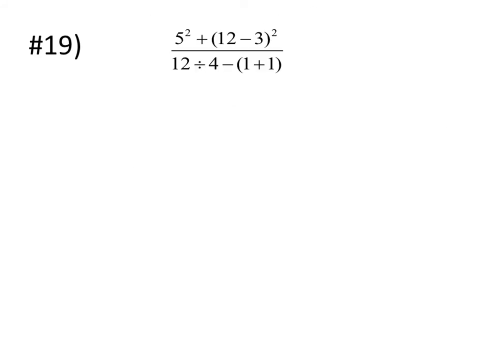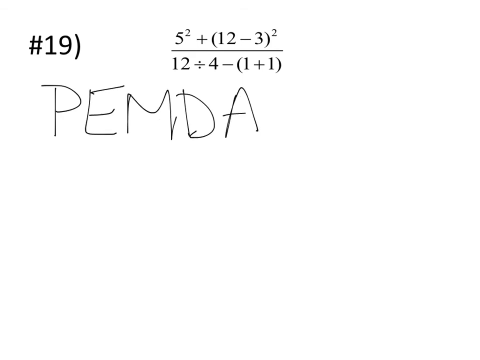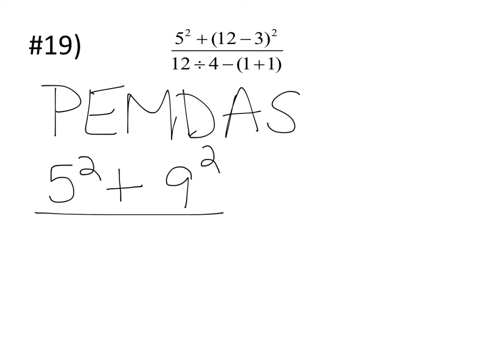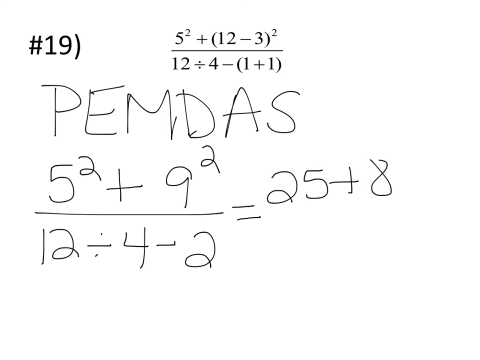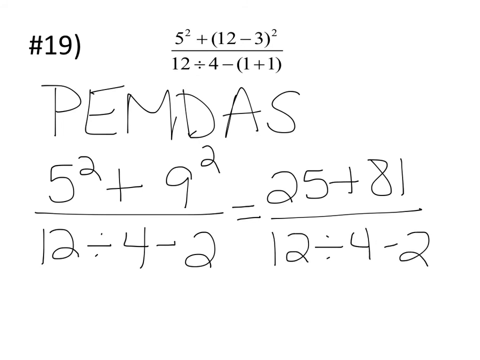Okay, here you're going to do order of operations, so don't forget you've got PEMDAS. Okay, parentheses first, so I'm not going to do anything but my parentheses. 12 minus 3 is 9, so 9 squared, that was just parentheses. 12 divided by 4, I'm just doing parentheses, minus 1 plus 1 is 2. Now I'm only going to do exponents. 5 squared is 25, plus 9 squared is 81. 12 divided by 4 minus 2. That was just parentheses.